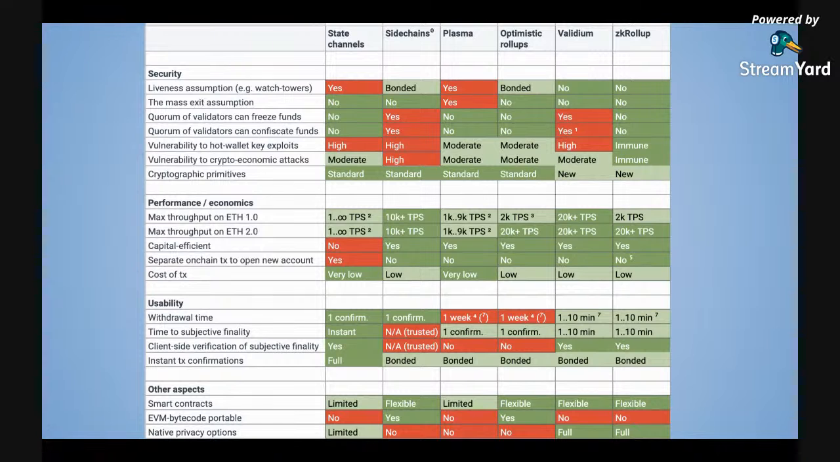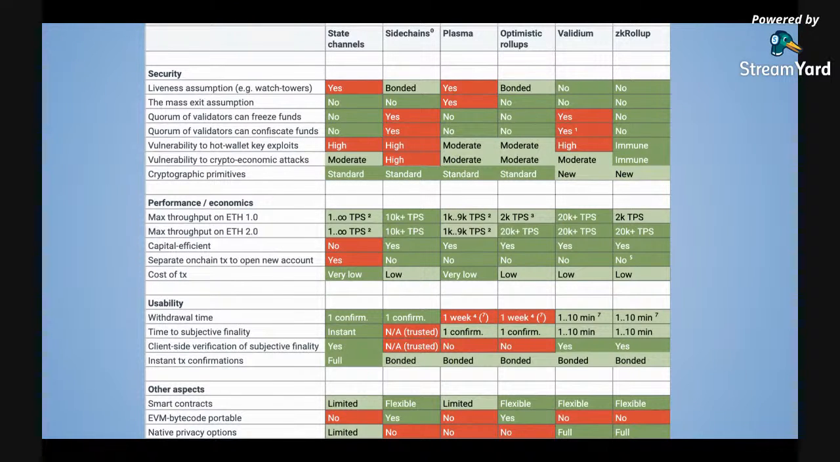All right, and then other aspects worth noting, and this one's a biggie: whether they support smart contracts. So state channels limited and Plasma limited. I think I can say with confidence that state channels are more limited, at least in the current ecosystem. And then smart contracts are flexible on sidechains, optimistic rollups, Validium, and ZK rollup. Although I know ZK rollup in its current form is not as progressive as optimistic rollups.